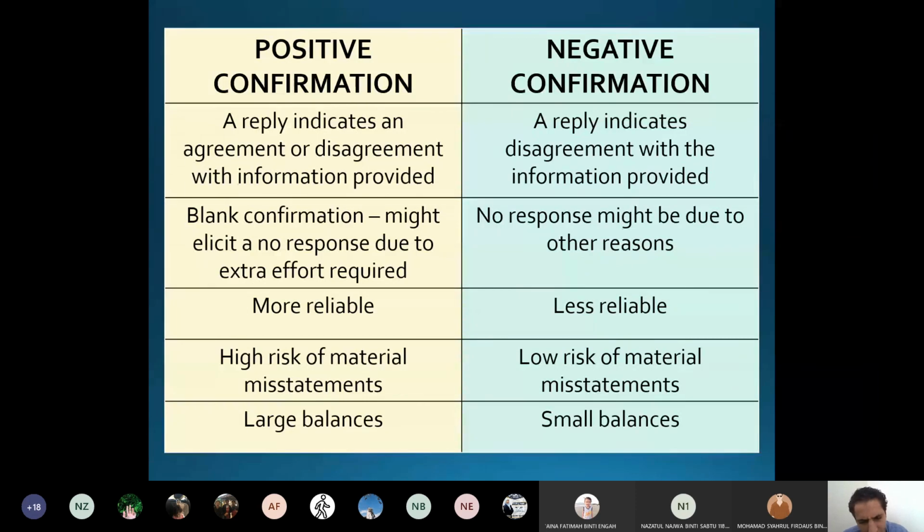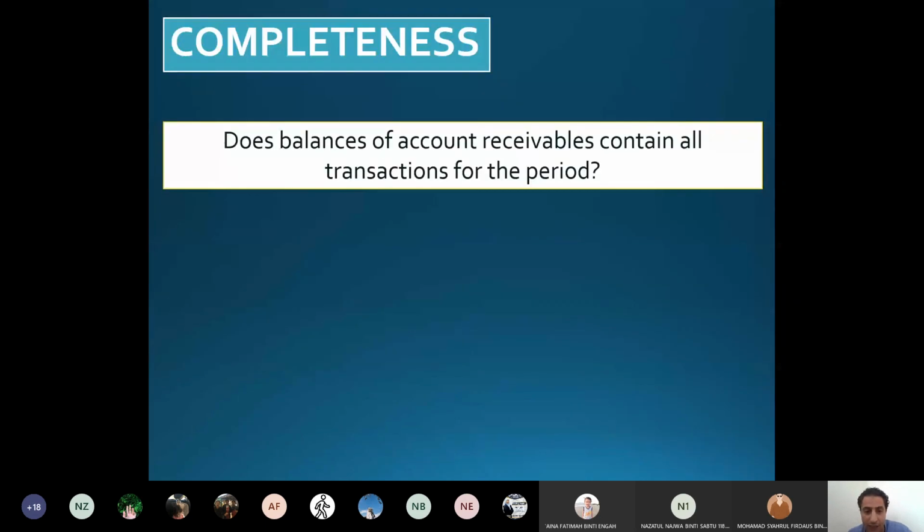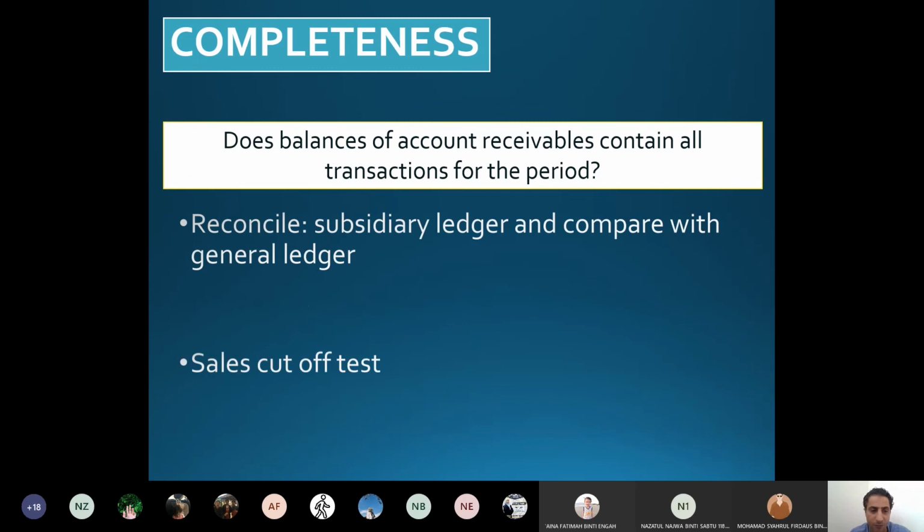Okay, so this is the main difference between positive and negative confirmation. Please bear in mind, because questions will come related to the type of confirmation. And remember, sometimes you will be asked what the auditor procedures are to overcome, let's say, accounts receivable issues. They will give you certain issues, so you need to mention something related to the confirmation.